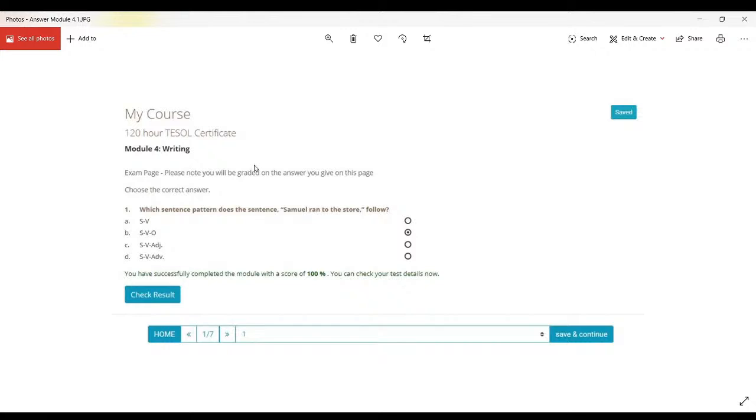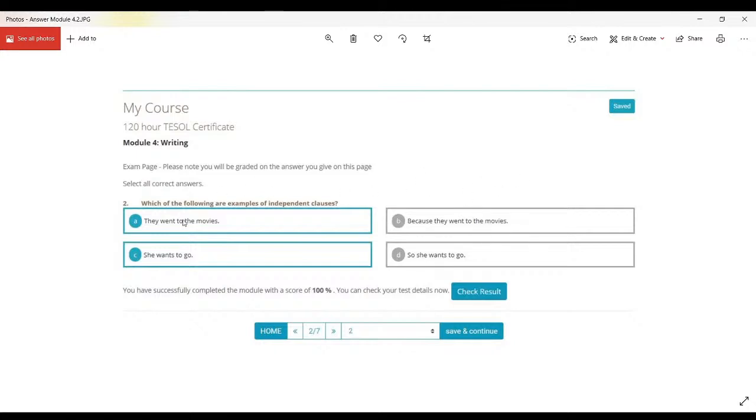Are you ready for the exam for Module 4? Number 1, which sentence pattern does the sentence Samuel ran to the store follow? The answer is letter B, subject, verb, and object. So this is the correct answer. Samuel is the subject, ran is the verb, and the store, which is another noun, is the object. So check result, save and continue.